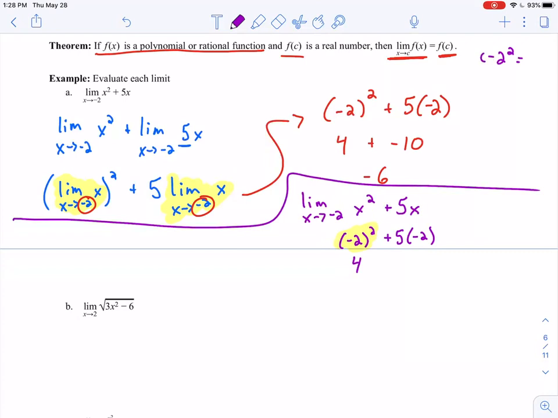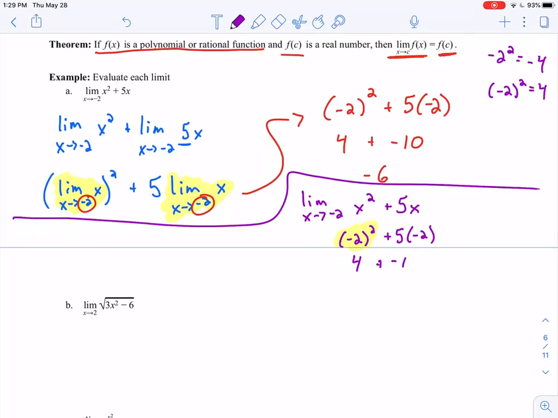So it's going to square 2 and then apply the negative. So you'll have -4 versus (-2) squared. That'll get you the right answer of +4. So just be careful if you're using a graphing calculator at home. And then 5 times -2, of course, that's going to be -10. 4 plus -10, I've got -6, which is exactly the same answer we got earlier. So that works out really, really nicely.